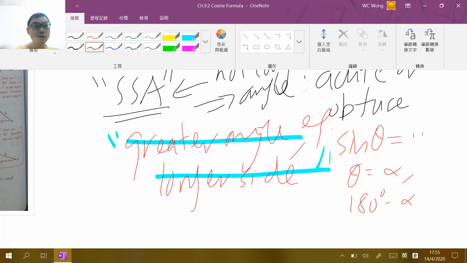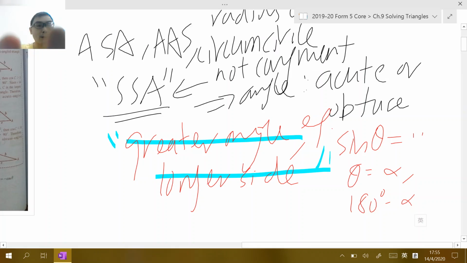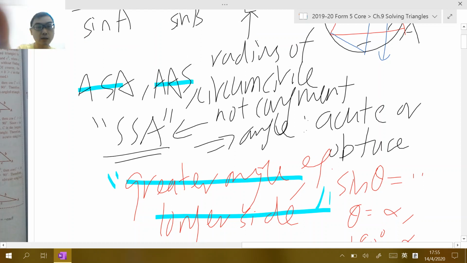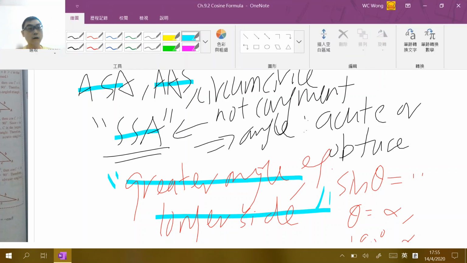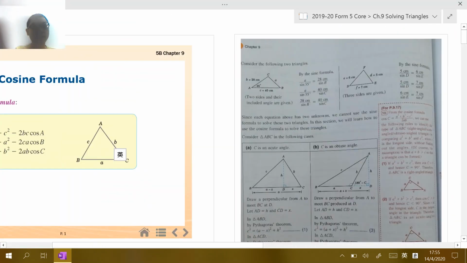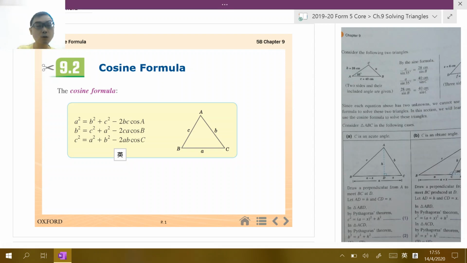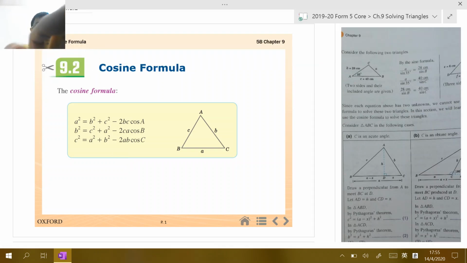But do remember that when we talk about the sine formula, you can only do it with these three types of triangle, which are ASA, AAS, and SSA. So there are also three types of triangle that we cannot consider, and you have to use another formula to solve those problems. So why do we have to introduce another formula, which is called the cosine formula? The cosine formula is used for solving another kind of congruent triangle.